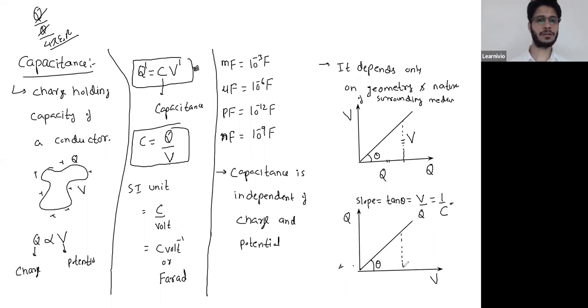Slope is tan theta. Now this perpendicular is parallel to Q and base is parallel to V. So tan theta is perpendicular upon base. Tan theta is Q by V, and Q by V is C. So now your slope will not be 1 by C, your slope will be C. Just note it down, then we'll do some more graphs. Any doubts?